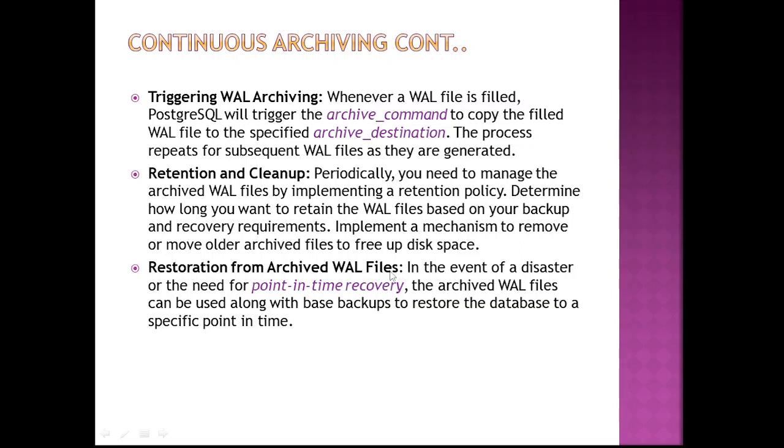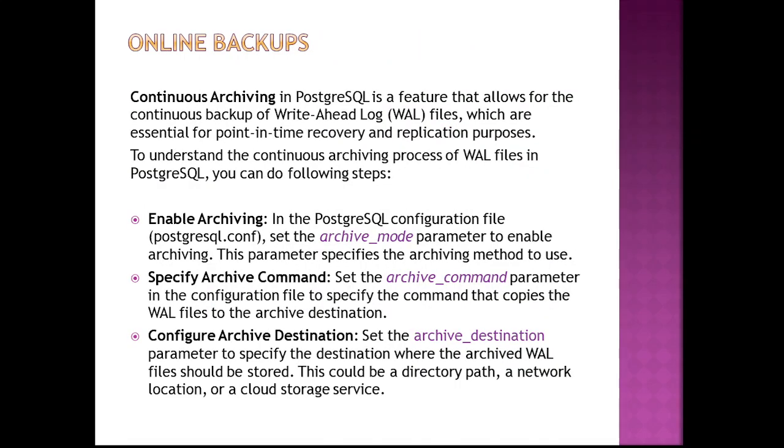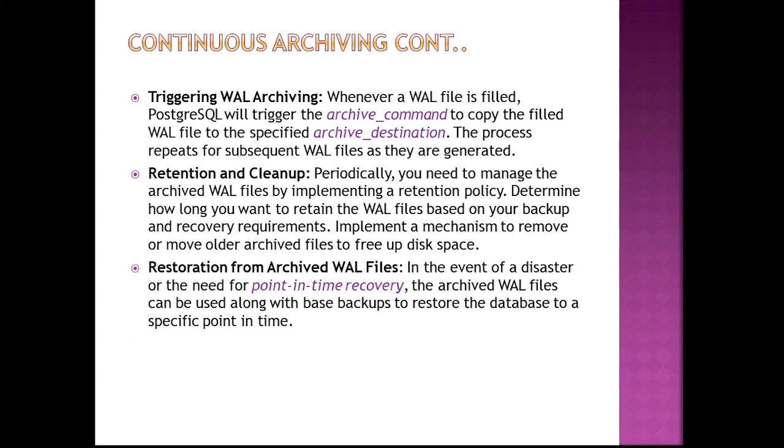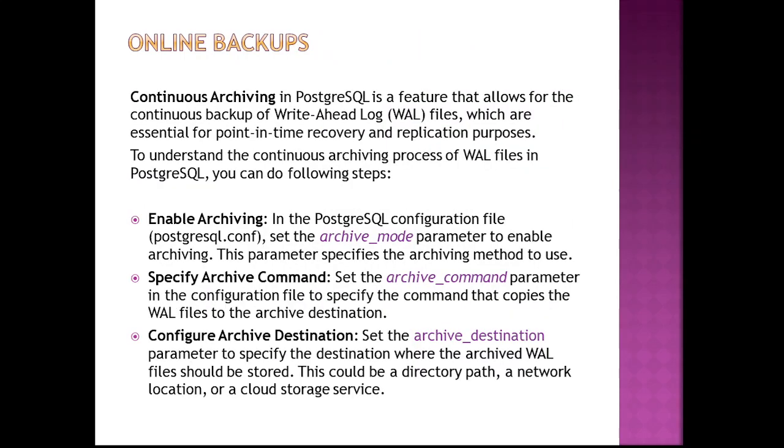And then restoration of archived WAL files. In the event of disaster recovery, if your system breaks or something happens to it, you can restore your system. You can do point in time recovery with these archived WAL files. So this is all about continuous archiving, which is a part of online backups. You can also do point in time recovery with this, but first we are going to talk about this in detail as we do the lab.